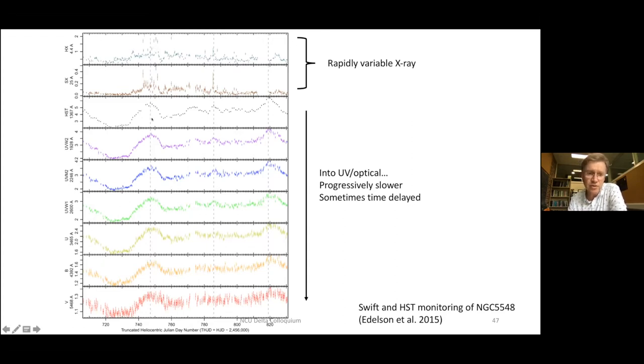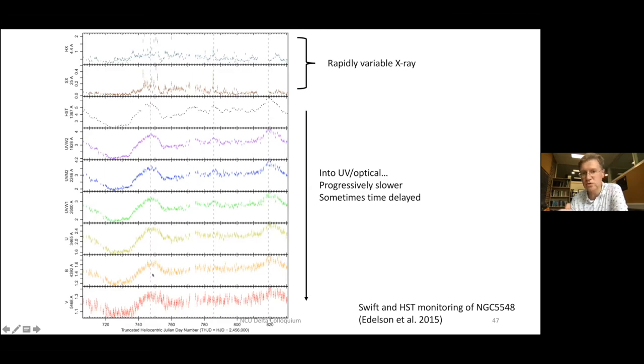Then, as you go further out, you find that there's strongly correlated variability in the UV and optical bands. Now, in many objects, and this can be a big debate actually, but in many objects, and this is one example, the optical and UV is thought to actually be responding to the X-ray, that the X-ray is actually irradiating the optical and UV.